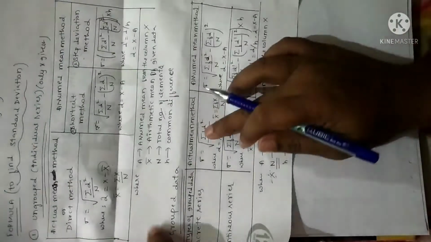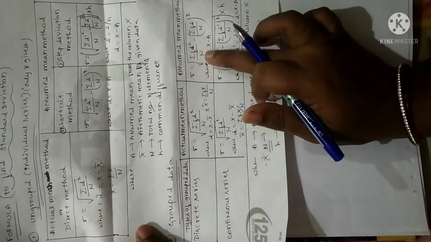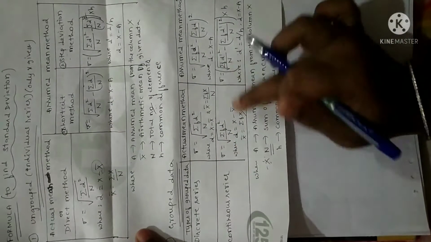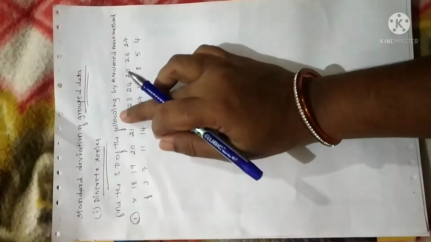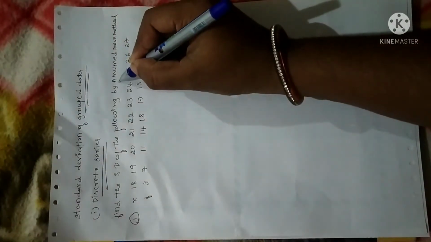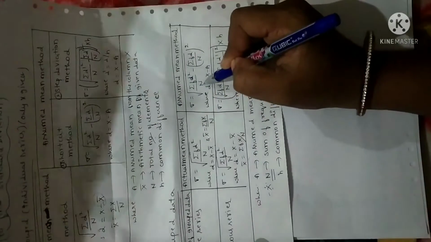So I have told you in a previous session, to find the standard deviation of grouped data of discrete series, we have two methods, that is actual mean method and assumed mean method, and the formula is given by this. And for continuous series also we have two methods, actual mean method and assumed mean method. Now in this problem they have mentioned the methods particularly that we have to find the standard deviation by assumed mean method. So we have to use the formula of assumed mean method, and it is given by sigma fd square by n minus sigma fd divided by n the whole square. So let me do here.